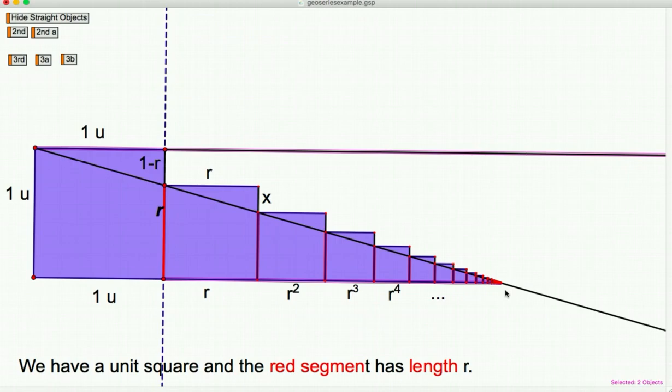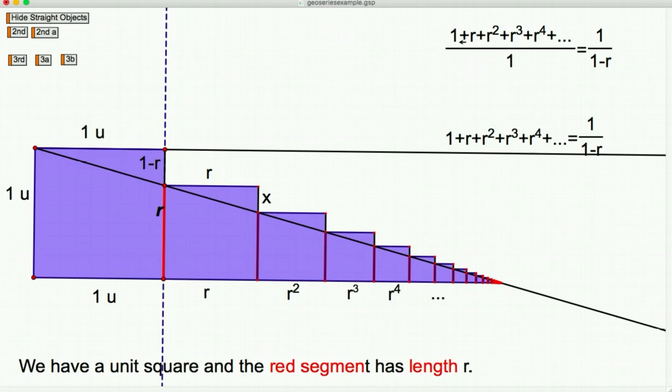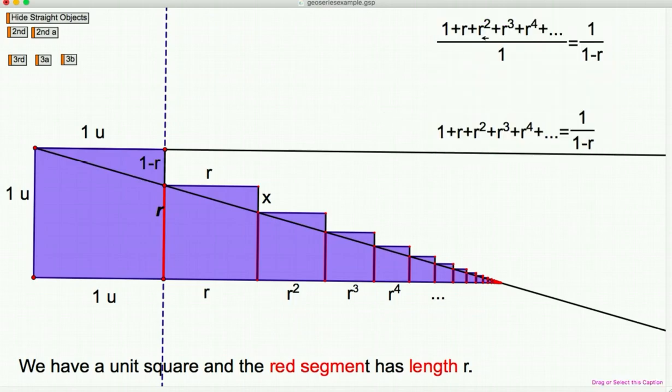So I think that I can come up with a relationship that states 1 plus r squared plus r cubed plus r to the fourth out to infinity divided by 1 is equal to 1 divided by 1 minus r. Let's take a look at that proportion. Here I have 1 plus r squared plus r to the third plus r to the fourth out to infinity divided by 1 is equal to 1 divided by 1 minus r. Using a property of proportions, that just simplifies to say that the sum of that geometric series is equal to the first term divided by 1 minus r.